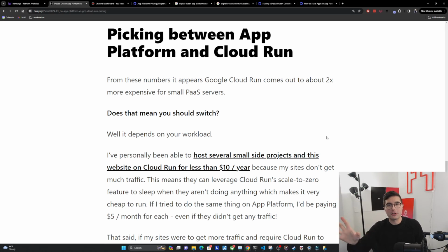But this is mostly what you're going to be running, and these are really the only options on App Platform for shared core. And so the question is, does that mean you should switch? And I think the answer here is, it always really depends. But here's the way I'm thinking about it right now.